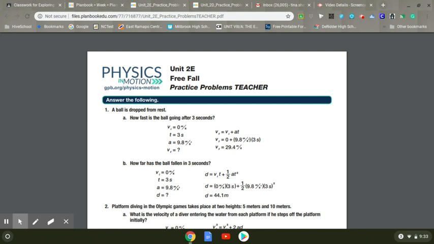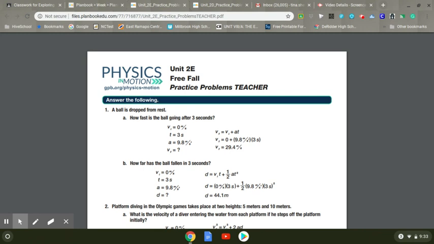3 seconds? So for your velocity, you're going to have 0 meters per second for your initial velocity. Your time is 3 seconds. Your acceleration is 9.8 meters per second squared, and your final velocity is what you're solving for. So final velocity is going to equal initial velocity plus acceleration times time.